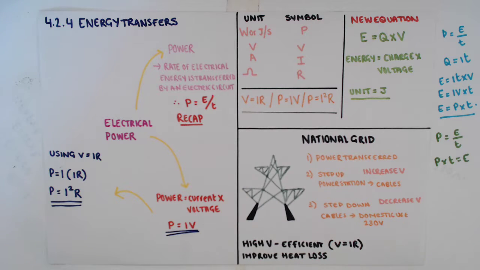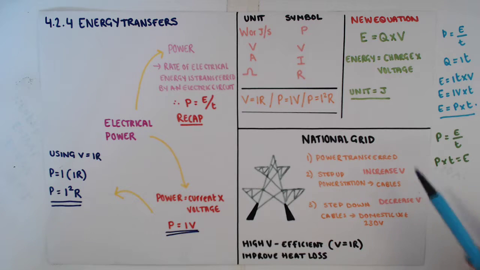I'm just going to introduce quickly the national grid. So power is transferred in a national grid. You can see them through these loads of cables and transformers linking power stations to the consumers, so to us, and electrical power is transferred.